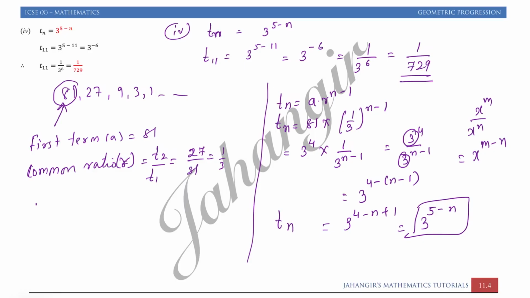Then for the fourth part, you have to just find T11. So we will just put n as 11. 3 raised to 5 minus 11, that is equal to 3 raised to minus 6. Since the power is negative, we have to take the reciprocal: 1 upon 3 raised to 6, that is 1 upon 729. Hope you have understood. I have explained this sum twice.